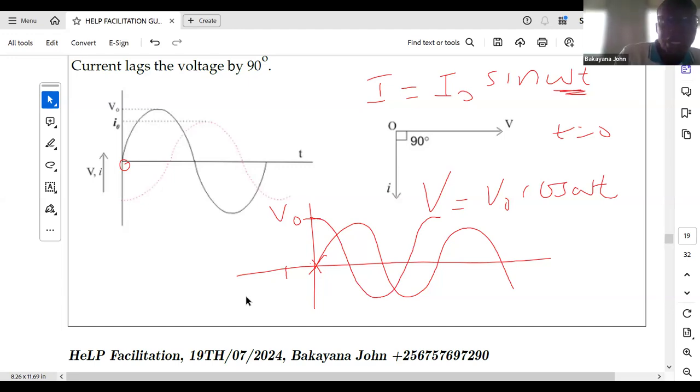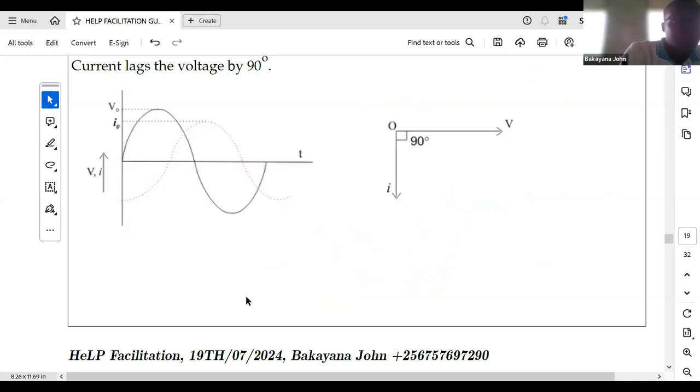So at every point, you realize that when voltage is 90 degrees, which is pi over 2, current is 0. And by the time current reaches 180, that is pi, voltage is what? Can I repeat? Make it a bit clearer.